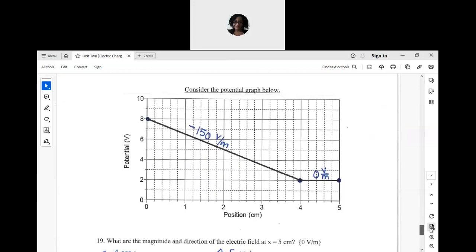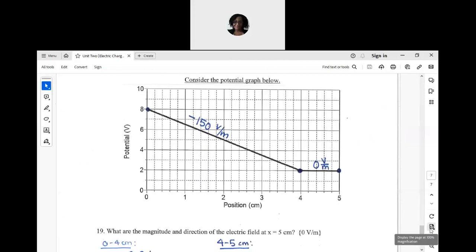Last but not least, what if we do the opposite? We've got a graph of potential versus the horizontal position. The position's given in centimeters again. And I can see the potential begins at 8 volts. It consistently drops off to 2 volts by the time you get to x equal to 4 centimeters. And then it is constant from x equal to 4 to x equal to 5.